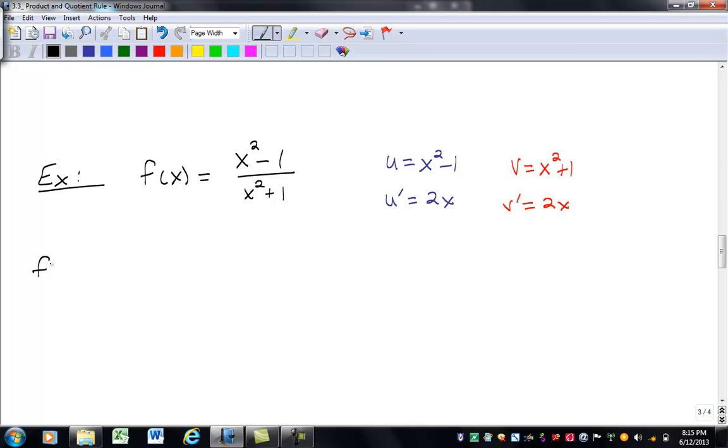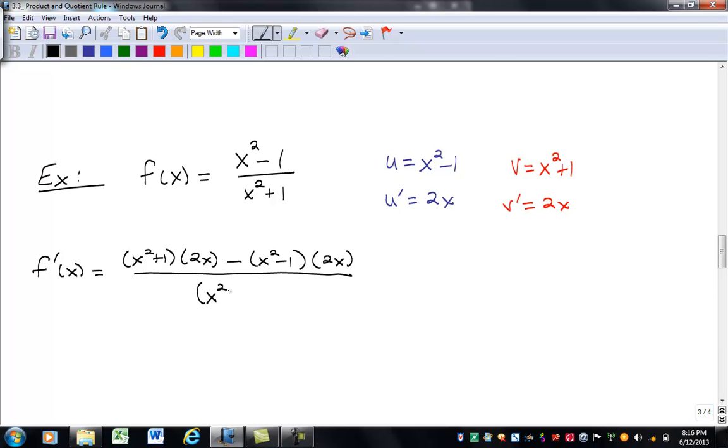So to use the quotient rule to find the derivative, it's the low one, that's x squared plus 1. D high, that's the derivative of the top, that's 2x. Minus high, that's x squared minus 1. D low, that's the derivative of the bottom, which is 2x. All divided by low, x squared plus 1 squared.